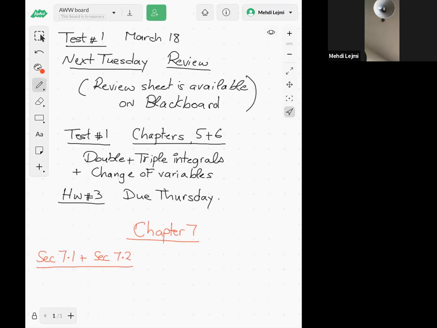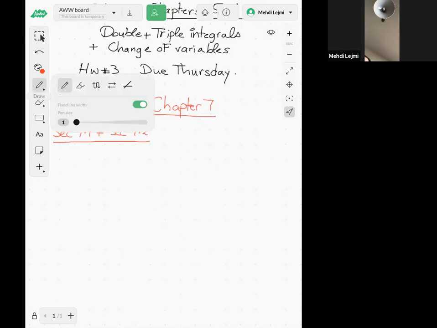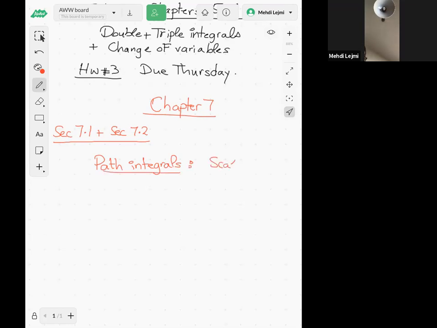All right. So sections 7.1 and 7.2 are about the path integrals of scalar and vector line integrals. Okay, so what's the goal of these two sections?